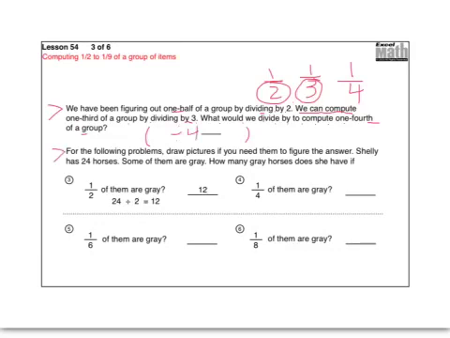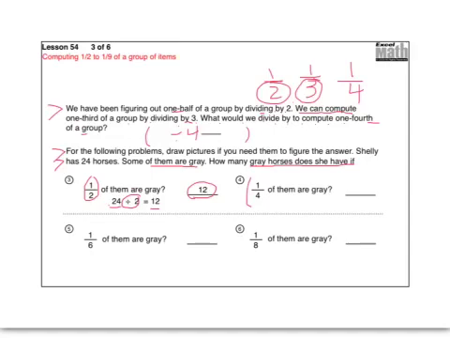For the following, if you didn't write that, go ahead and do that. For the following problems, draw pictures if you need them to figure the answer. Shelley has 24 horses. Some of them are gray. How many gray horses does she have if half of them are gray? Well, remember to figure out half of a number, we divide by 2. So 24 divided by 2 is 12. She's got 24, half of them are gray, then there would be 12.